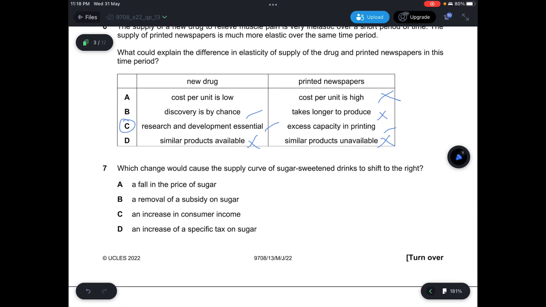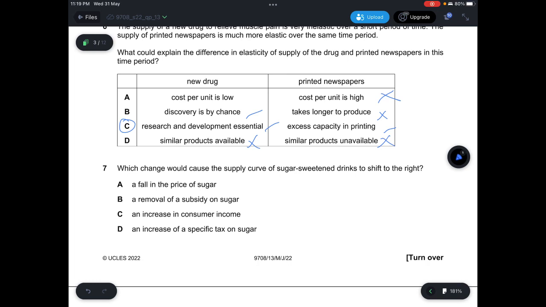Question 7, which change would cause the supply curve of sugar sweetened drinks to shift to the right? If the supply curve of sugar sweetened drinks shifts to the right, this means that the cost of production for sugar sweetened drinks has decreased, probably a decrease in the price of the raw material, which is sugar. Because this is microeconomics, that will be one of the main reasons.